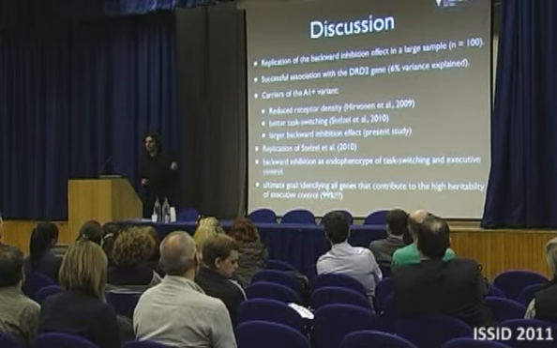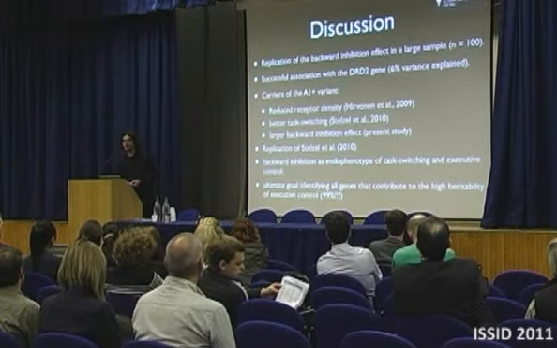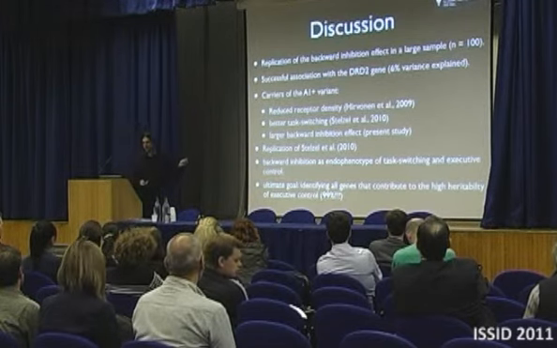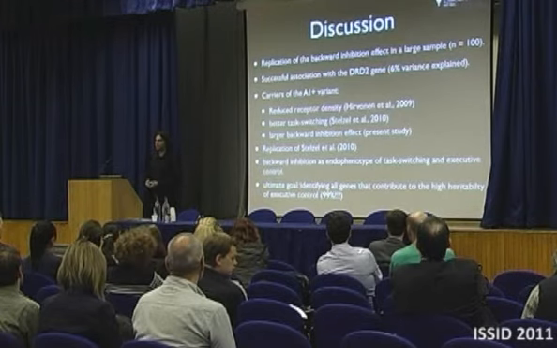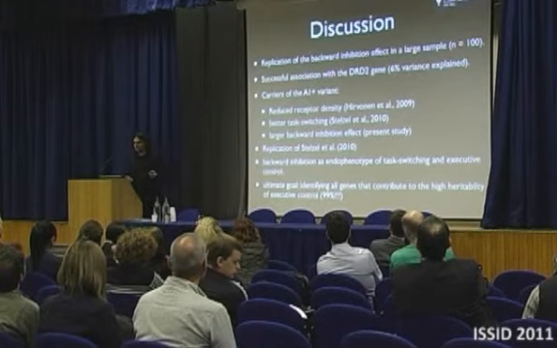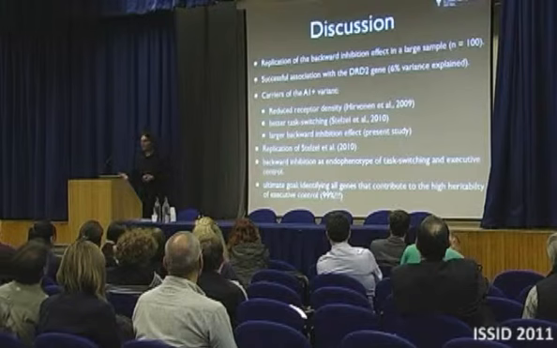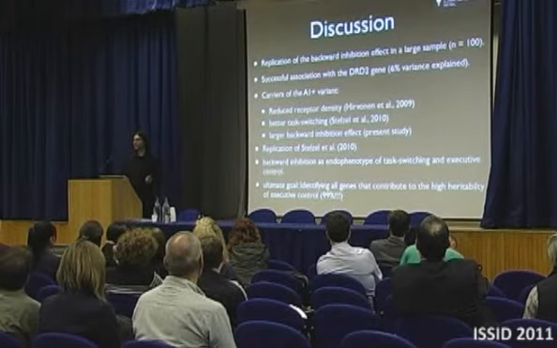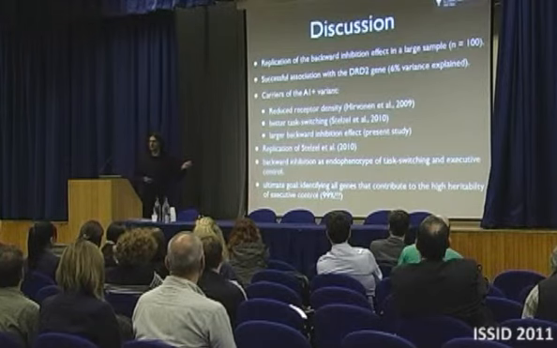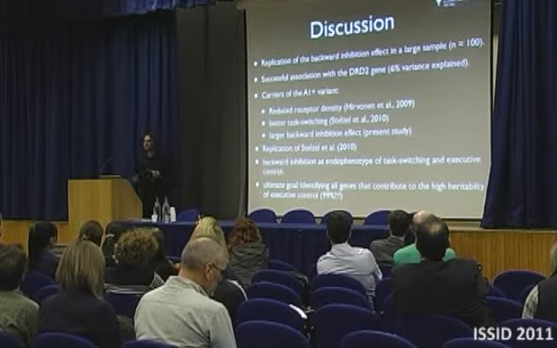To sum up, the carriers of the A1 plus variant show reduced receptor density. They're better at task switching, and now we were able to show that they have a larger backward inhibition effect. To some extent, this replicates the results by Stelzel et al. on task switching. For those of you familiar with the molecular genetics of cognition, it's pretty hard to get a replication in this field. So it's actually kind of cool that we were able to replicate results from another work group. And we see backward inhibition as an endophenotype of task switching and executive control.